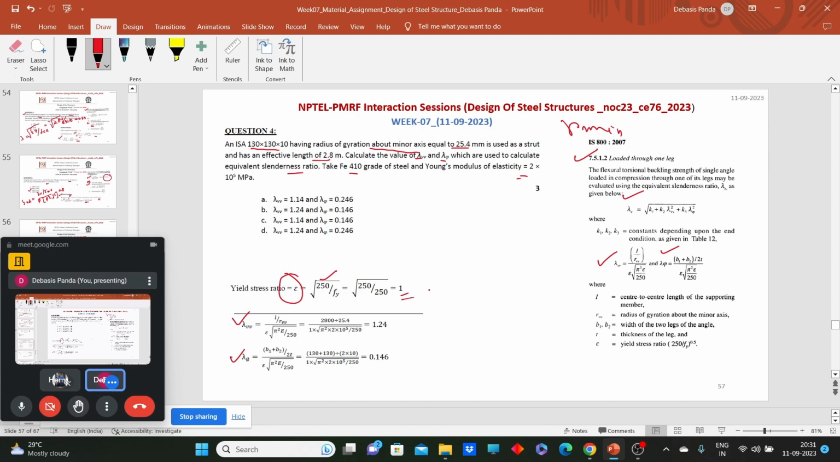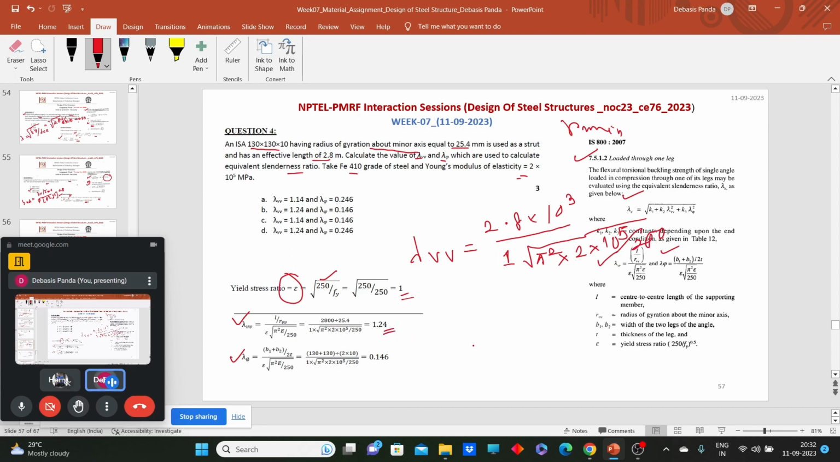Now put it in the lambda VV equation. So lambda VV is equal to L. What is the effective length? The effective length is given as 2.8, make it into mm, so 2.8 into 10 cube, divided by 1, that is the yield strength ratio. Now under root of pi square into E value, you know, 2 into 10 to the power 5, divided by 250. And if you calculate this, that comes as this.